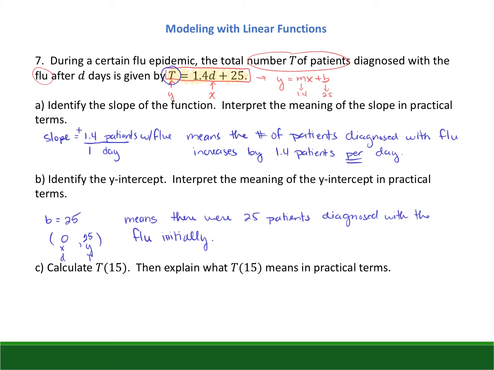And then question C wants us to calculate T of 15. So this is just the notation which says, right, when D is 15, solve for T. That's what that T of 15 means. So to calculate T of 15, we're just going to substitute into the equation. Wherever we see D, we're going to put in 15, and then figure out what T of 15 is, which is the number of patients diagnosed after 15 days.